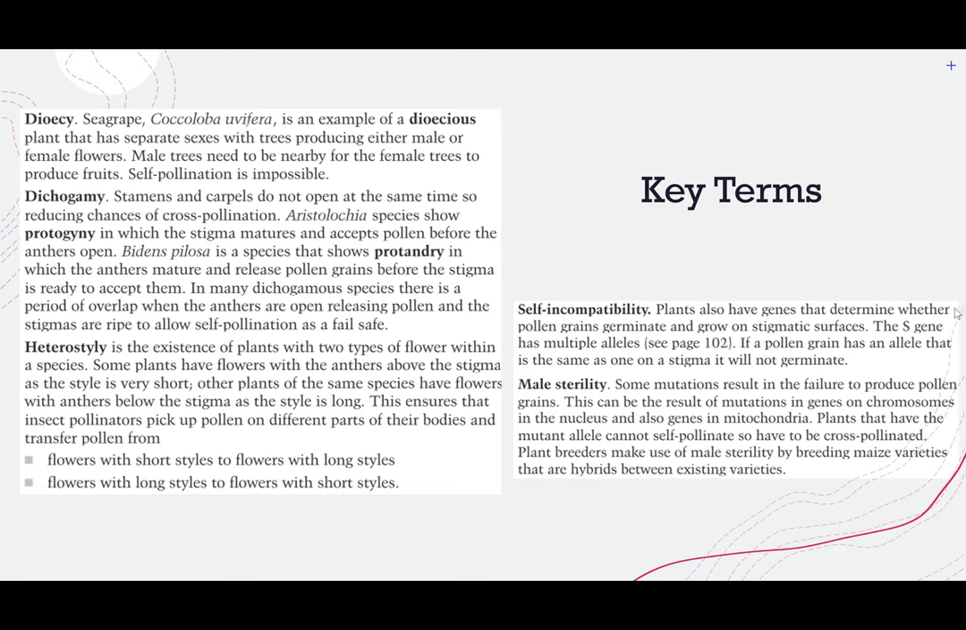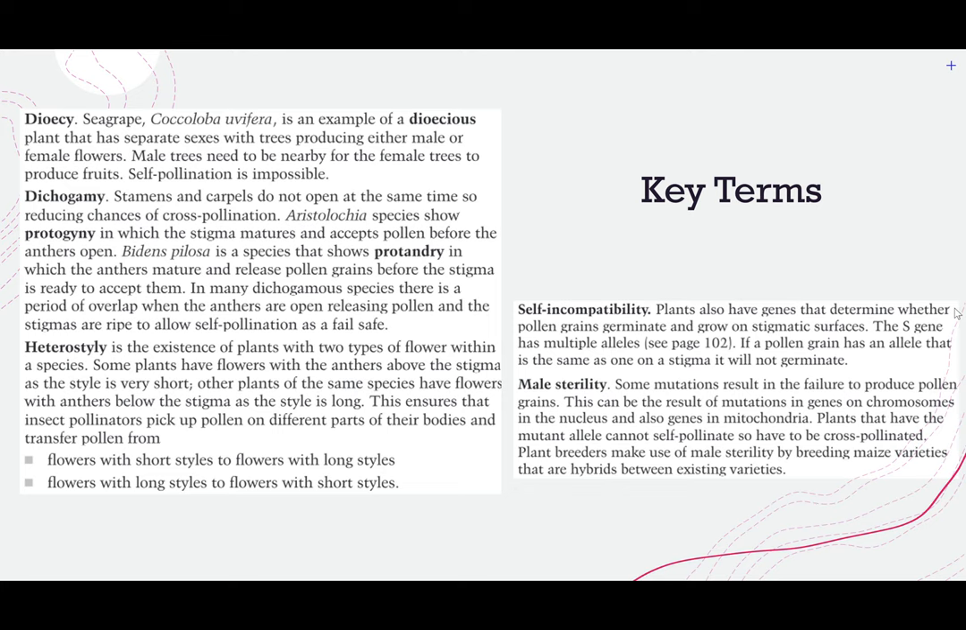Heterostyly is basically the existence of plants with two types of flowers within the species. Some plants have flowers with the anthers above the stigma, so the style is very short, and some plants have flowers with the stigma towering over the anthers, where the style is very long. I think the first person who answered the question here did speak about the fact that there are different types of flowers. So in species that exhibit heterostyly, what we have here is the creation of different types of flowers.